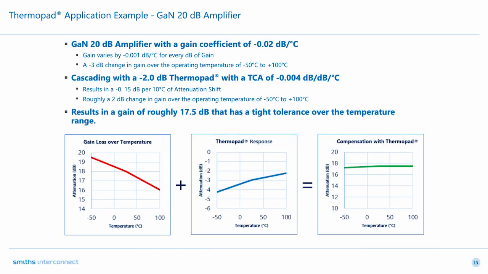Next example we have is a gallium nitride 20 dB amplifier, where we're going to be using a 2 dB attenuator with a compensation of -4. The chart on the left shows the gain loss over temperature for this 20 dB amplifier. And then we put the ThermoPad in series with that amplifier. The chart on the right shows the compensation with the ThermoPad. As you can see, it's a nice linear response for a clean signal.